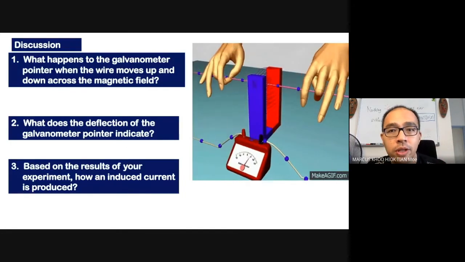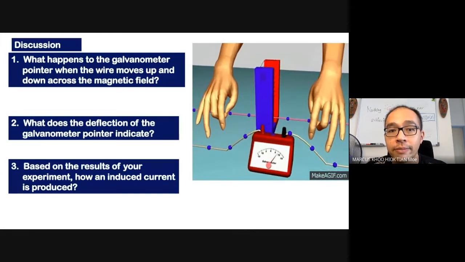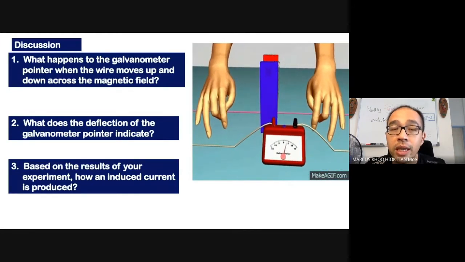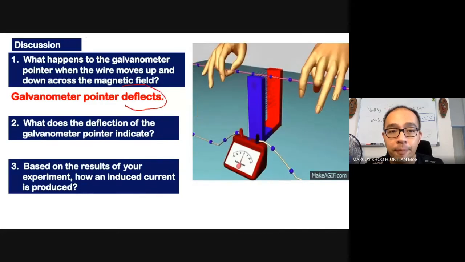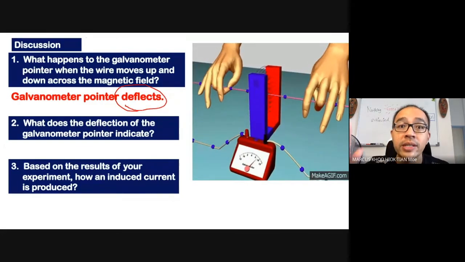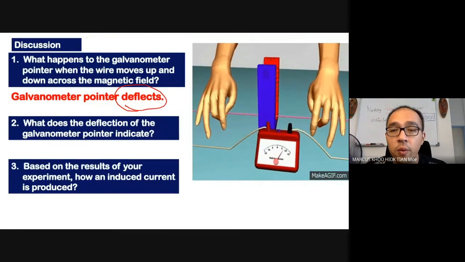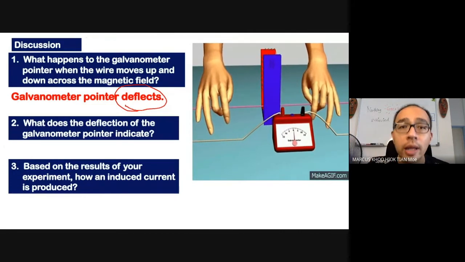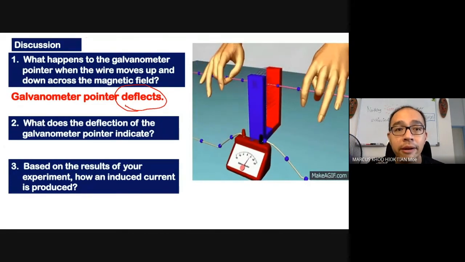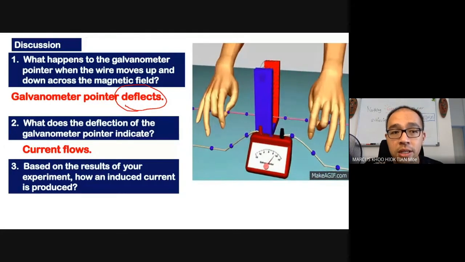So what happens to the galvanometer pointer when the wire moves up and down across the magnetic field? The key word is over here, the galvanometer pointer will deflect. Deflect in Bahasa Melayu is dia akan terpesong. Secondly, what does the deflection of the galvanometer pointer indicate? It is deflected. So what does it mean? It means that there is current flow.